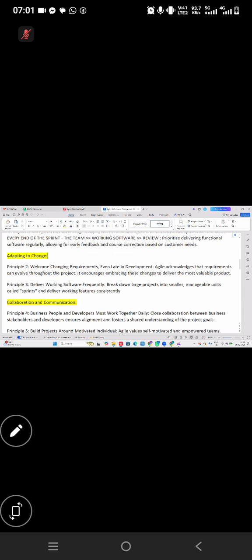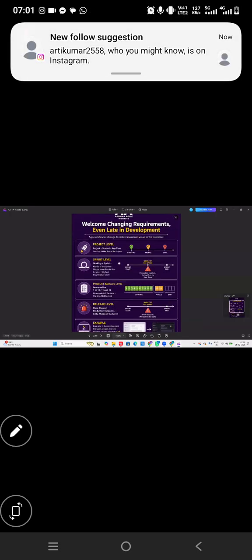You see here, welcome changing requirements even late in the development. What does it mean? There are two examples I can give. One example I can give at the project level. Let's say at the project level, we defined at the beginning that the features are 1, 2, 3, 4, 5. But later on, what happens?